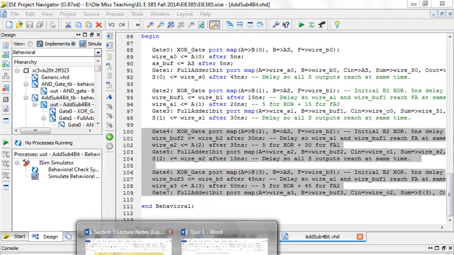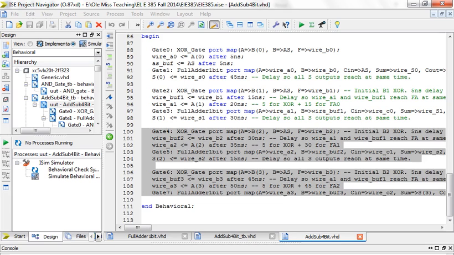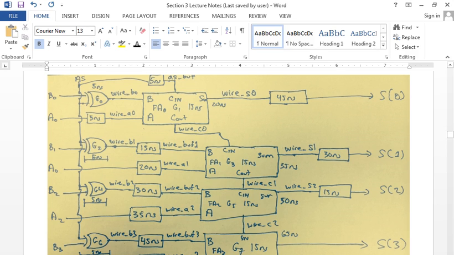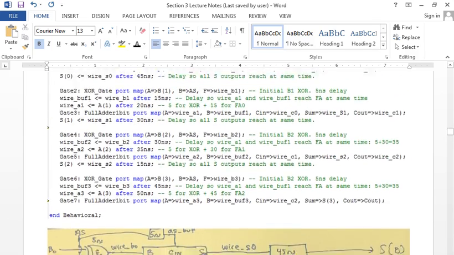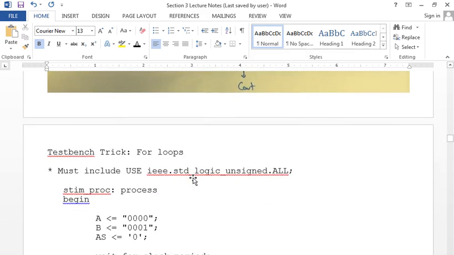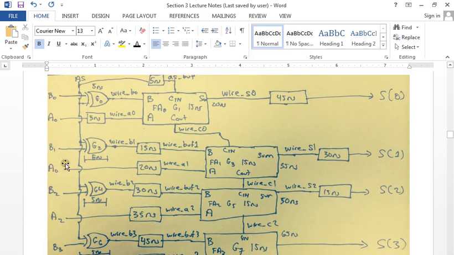Okay. Is that supposed to be A1? Which one? No, on the Word document. Second. Yeah. A0, B0, wire 0, A1. That should be A1, yeah. Oh yeah. No, that's just mislabeled.